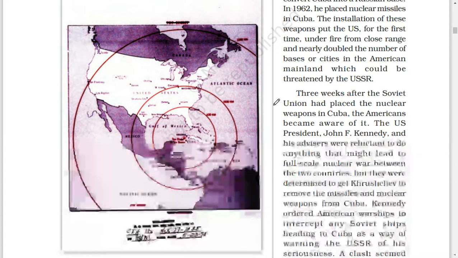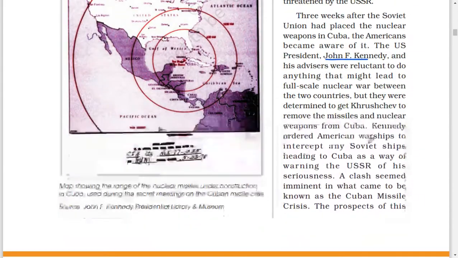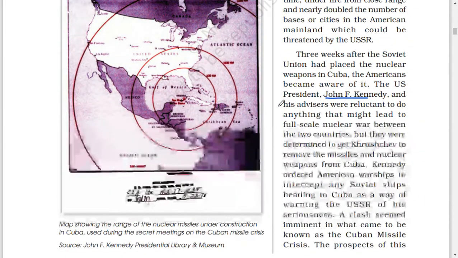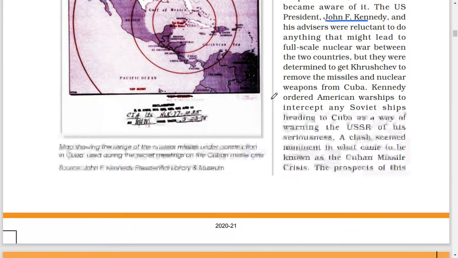Three weeks after the Soviet Union had placed the nuclear weapons in Cuba, the Americans became aware of it. The US President John F. Kennedy and his advisors were reluctant to do anything that might lead to full-scale nuclear war between the two countries, but they were determined to get Khrushchev to remove the missiles and nuclear weapons from Cuba.